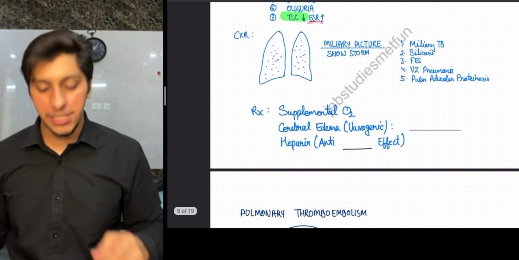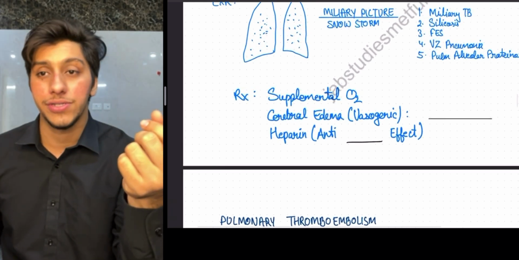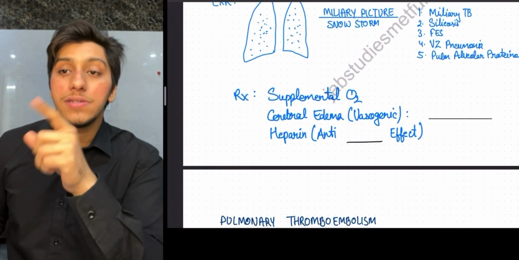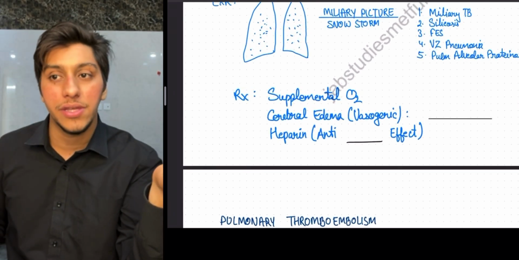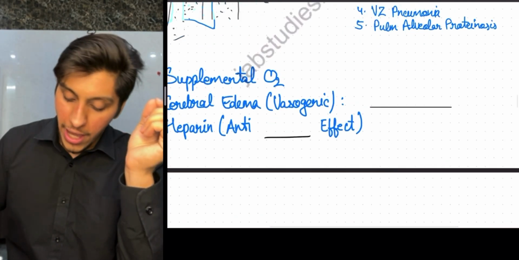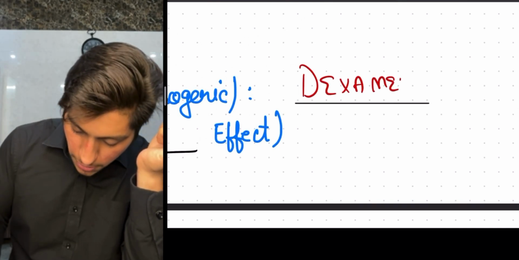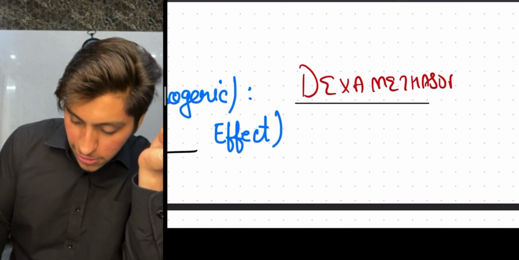Now what is the management, guys? Now see, respiratory distress. So what are you going to do? You're going to give supplemental oxygen. Now the patient is having cerebral edema, due to which coma symptoms are there. So you're going to give a steroid to decrease the inflammation. And what is the steroid used over here? The steroid is dexamethasone. Okay, you're going to use dexamethasone.